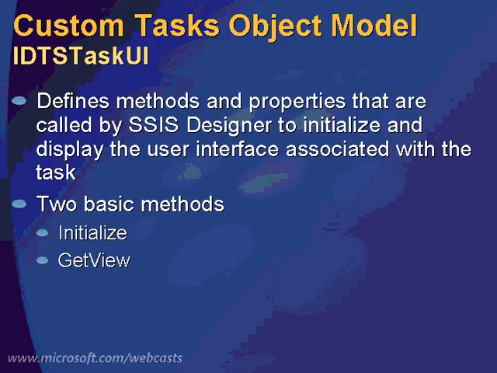The IDtsTaskUI is an interface that you will implement to expose a user interface to your task. Now, this is an optional implementation. If you don't wish to expose a UI for your task, then you don't need to implement this interface. It only has two methods, Initialize and GetView. GetView basically returns a WinForm that you created previously and have deployed with your package.